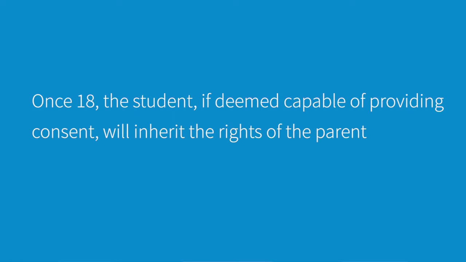In all but 3 states, the age of majority is 18. And what the transfer of rights means is that the child, if deemed capable of providing consent, will gain the powers of the parent as far as making decisions about the individualized education program.